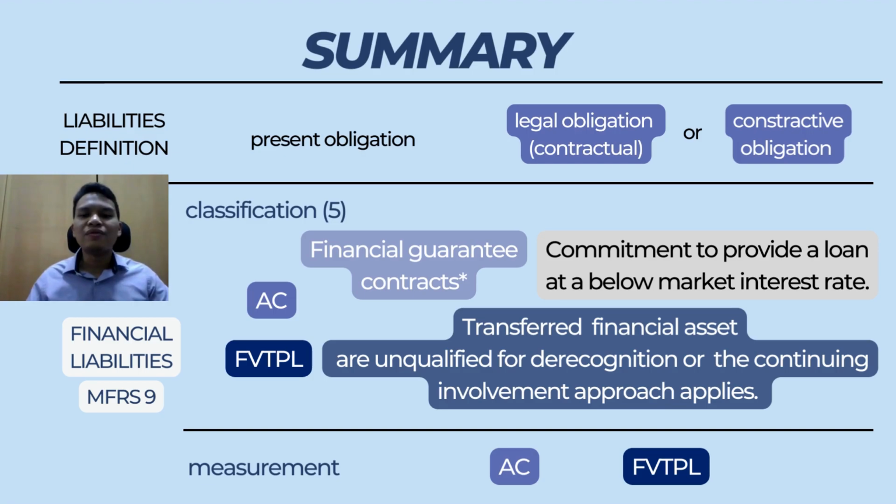Next is about financial liabilities, which is related with MFRS 9. Here we have discussed about classification, where there are 5 classifications, which are amortized cost, AC, fair value through profit and loss, transferred financial asset unqualified for the recognition, commitment to provide a loan at below market interest rate, and lastly, financial guarantee contracts. We also have discussed about the measurement of financial liability, where they only have two measurements, which are amortized cost and fair value through profit and loss.